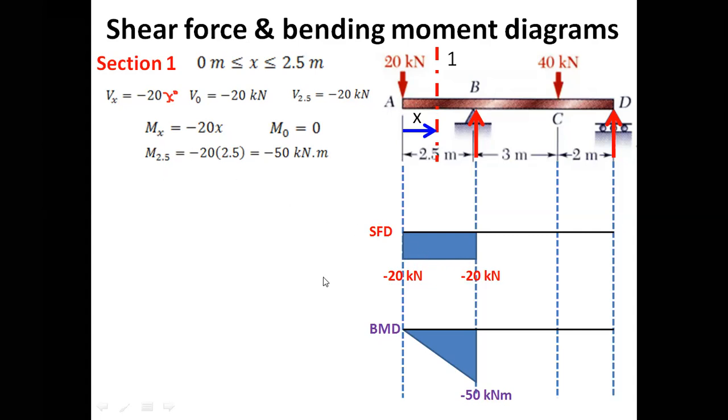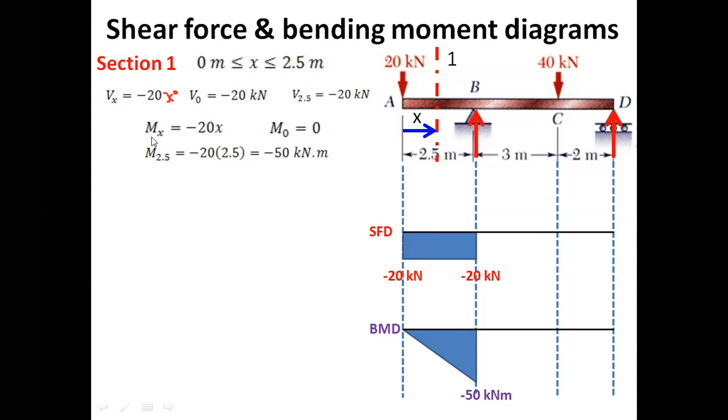For the bending moment diagram, again I'm drawing a horizontal line which represents the beam. At L equal to 0, the bending moment is 0. When L is equal to 2.5, the bending moment is minus 50 kilonewton meter. So minus we have to take in the downward direction. So let's say this is minus 50 kilonewton meter.